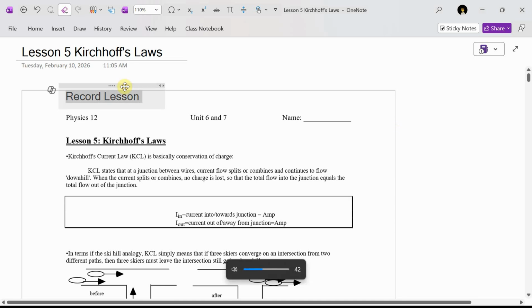So it says record lesson. We are going to record the lesson. Kirchhoff's laws, and that is pronounced Kirchhoff.